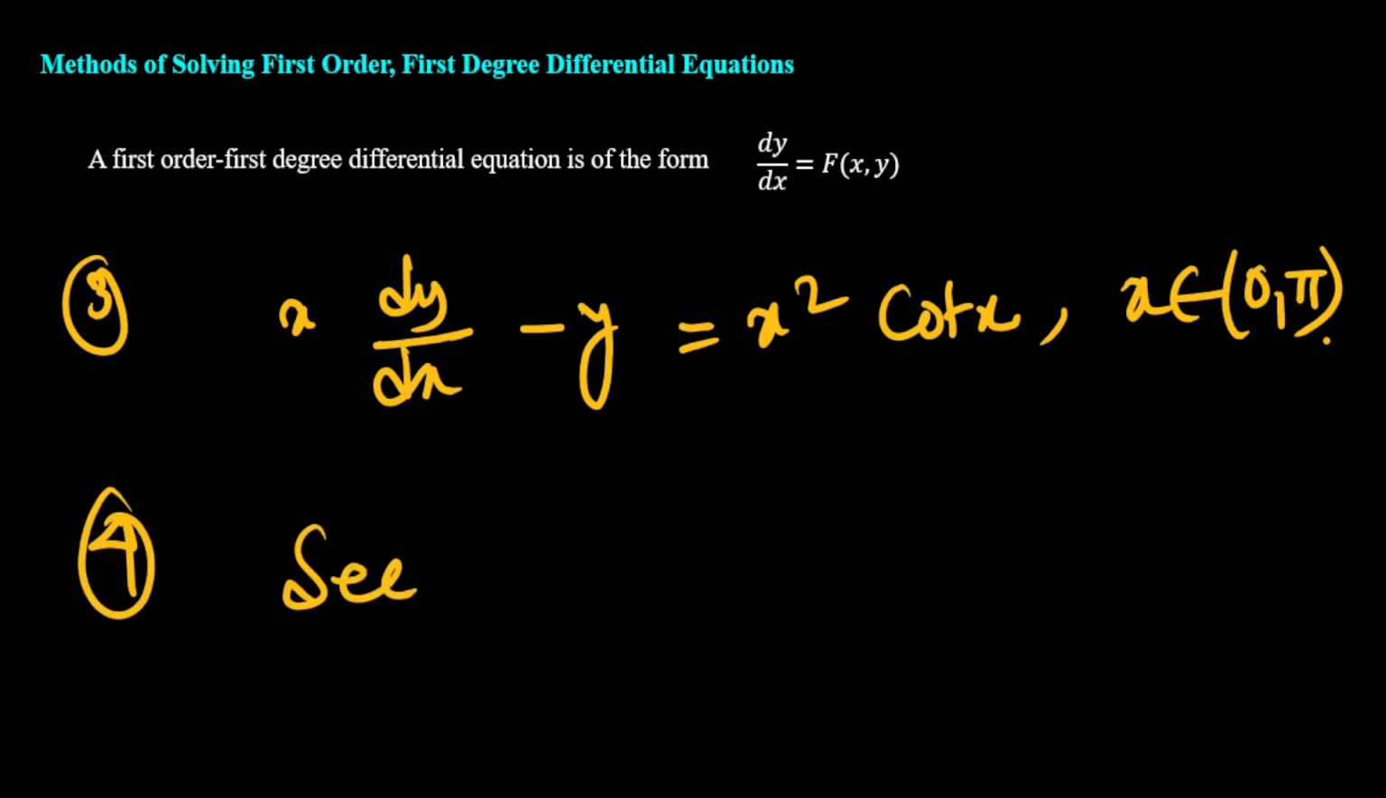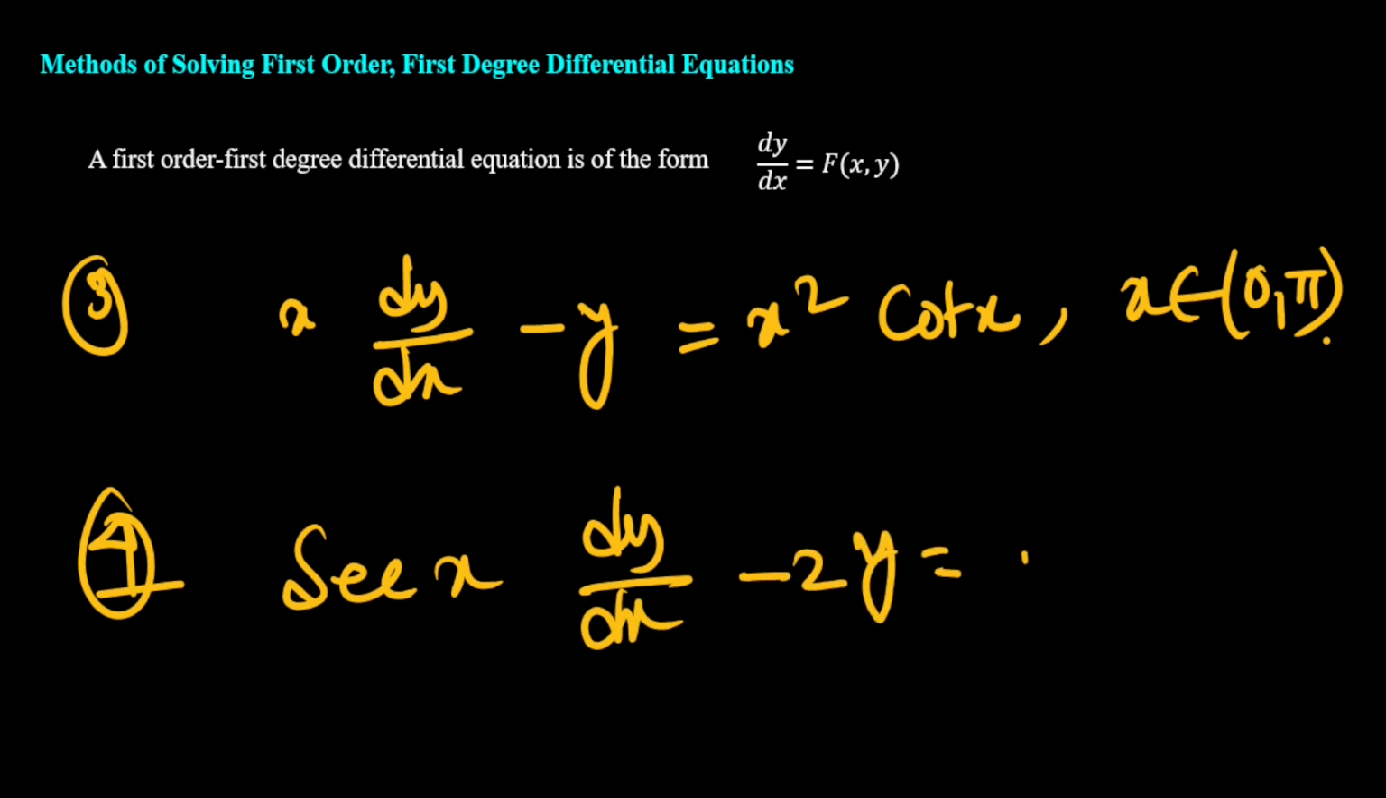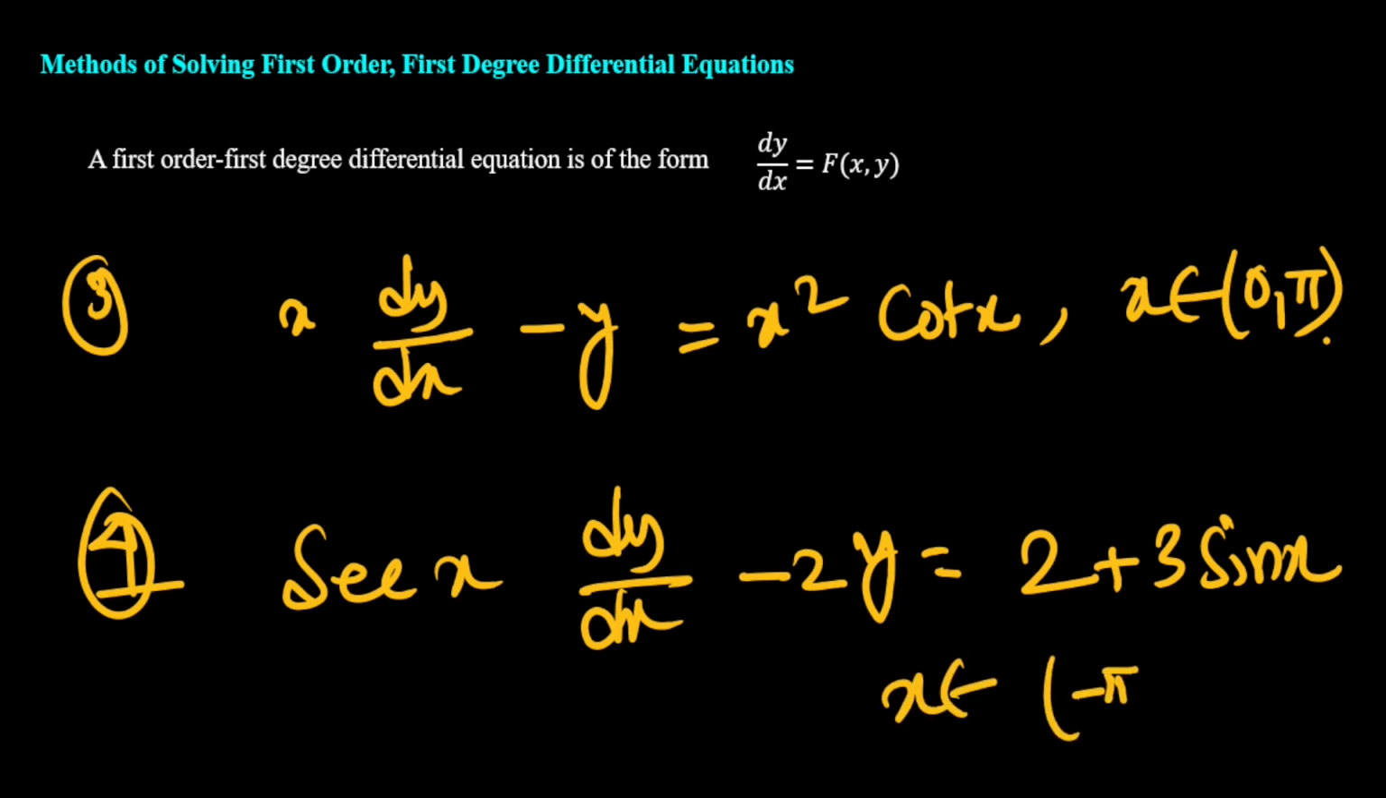The last example is sec x dy/dx - 2y = 2 + 3 sin x, when x belongs to (-pi/2, pi/2). This is also a first order first degree differential equation. We can easily convert these two equations into the form dy/dx = f(x, y). When we divide the third equation by x on the whole, we get this form. And in the fourth equation, when we divide by sec x throughout, we easily get the form dy/dx = f(x, y).